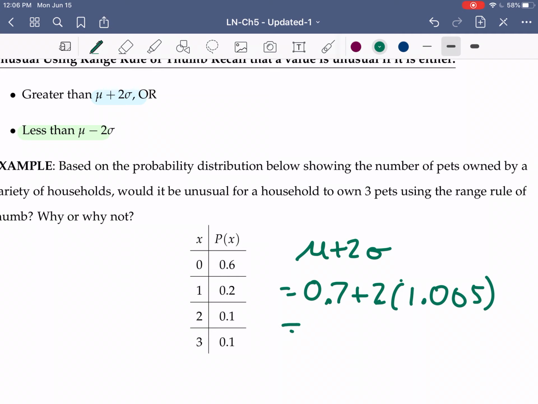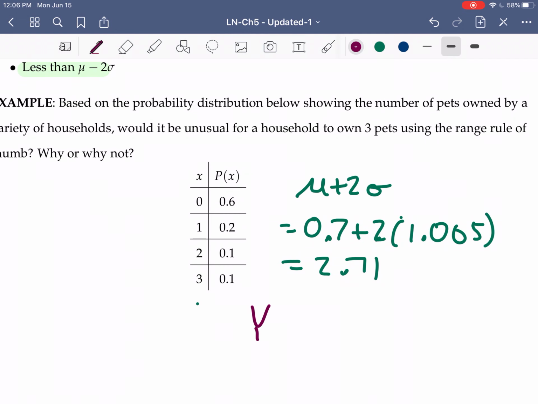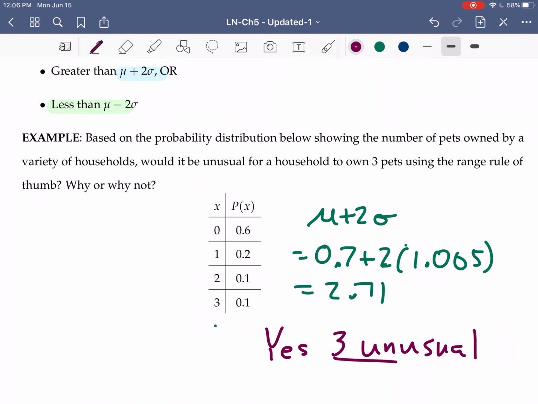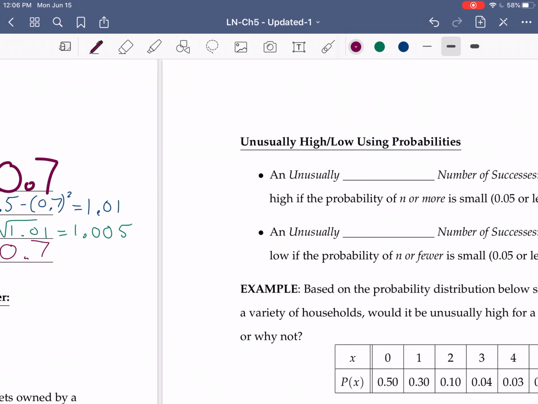And so when we do that, we get 2.71. We observe that 3 is more than 2.71. So yes, 3 is unusual. So there we are just identifying if a single value is unusual. We're going to look at something slightly different on our next page.